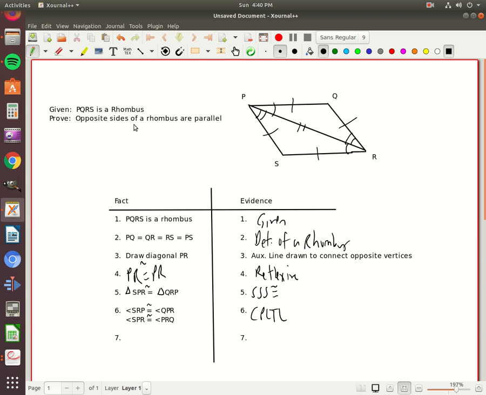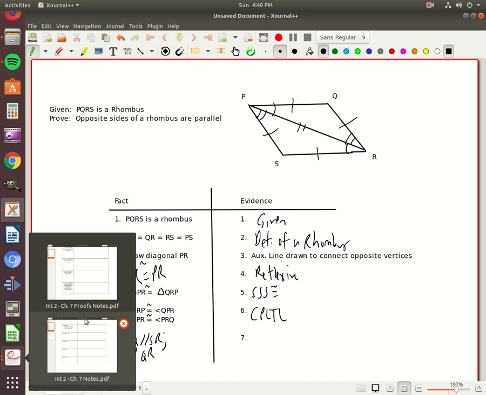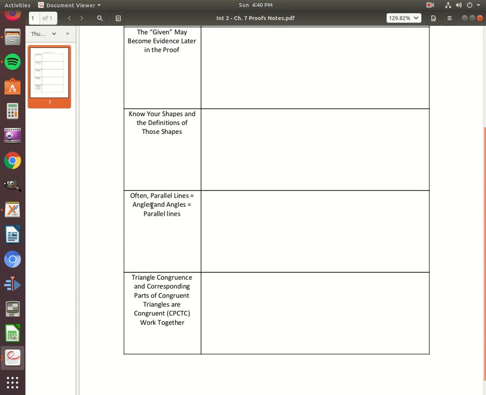And now I can end this up by saying I want to prove these opposite sides are parallel. I'll say PQ is parallel to SR, and I will say that PS is parallel to QR, because I've proven alternate interior angles, right? Again, using this logic right here, I have these angle relationships, and now I'm going to use those angle relationships to prove parallel sides.